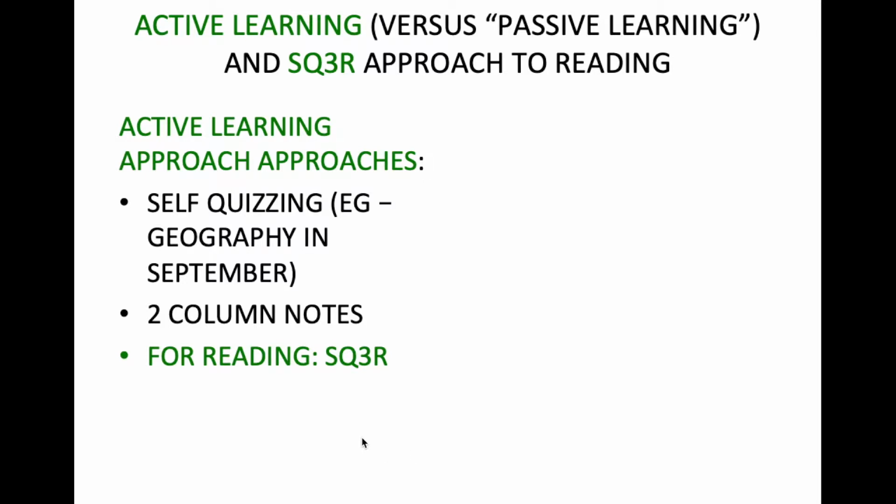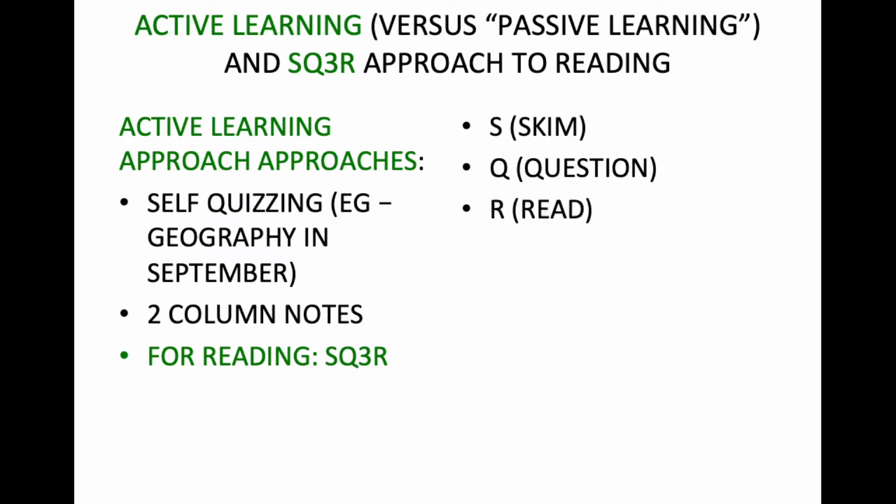What we're going to talk about right now is the SQ3R method for reading. The first S stands for skim. Some sources will use the word survey. So survey and skim, same idea. The second step is the question. You're looking through, you're skimming, you're asking yourself questions about the reading.